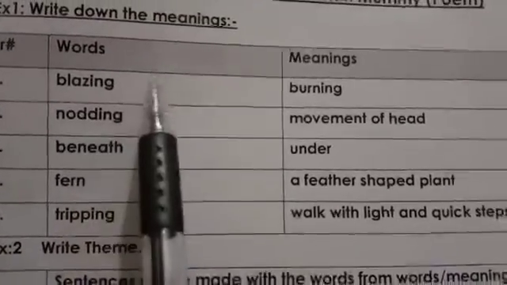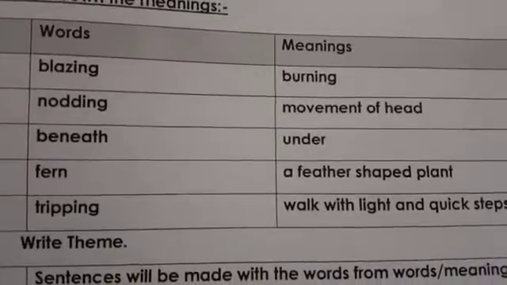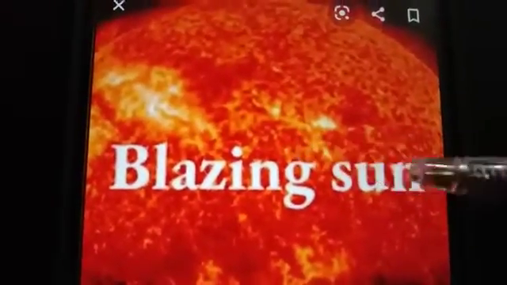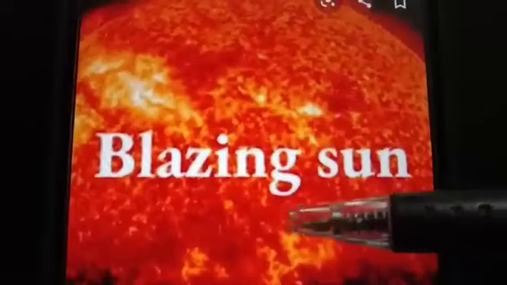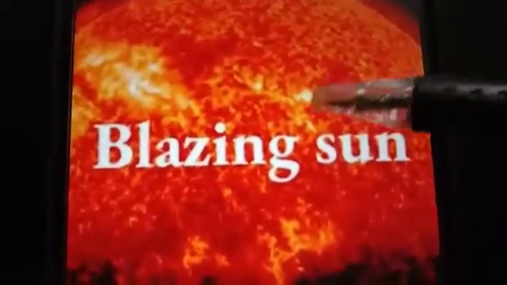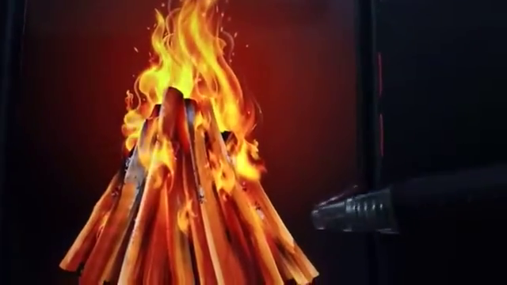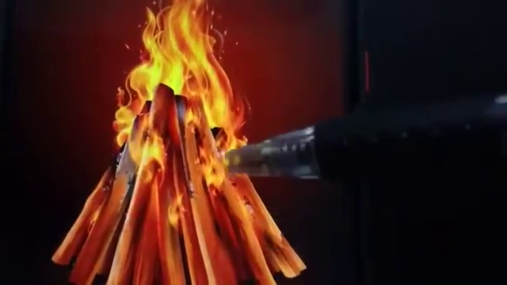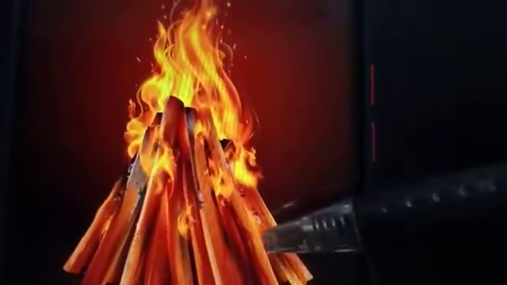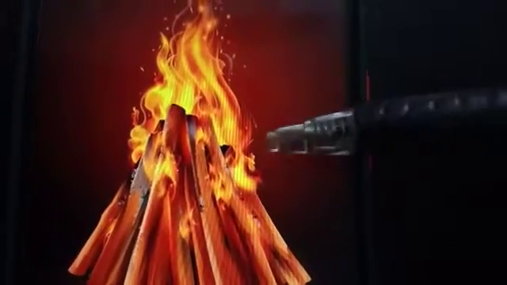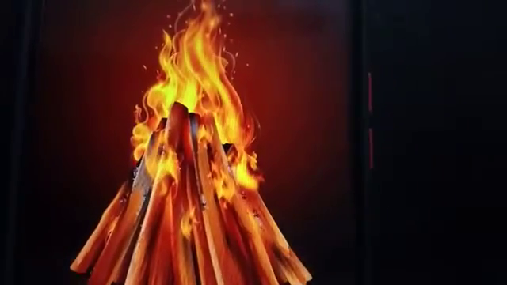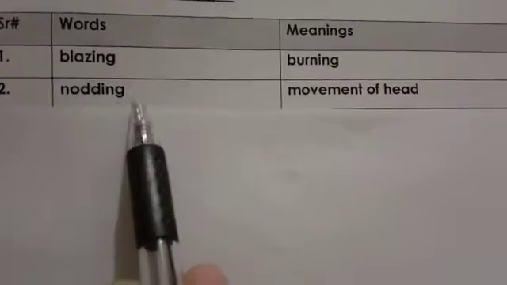Blazing means burning. Look here in this picture. In this picture, the sun is blazing, or the sun is burning. Okay, this is called blazing. Here again is the picture of blazing fire. Okay, now you know what blazing is. Blazing is burning. The fire is blazing. Then you will write your next word, that is nodding.